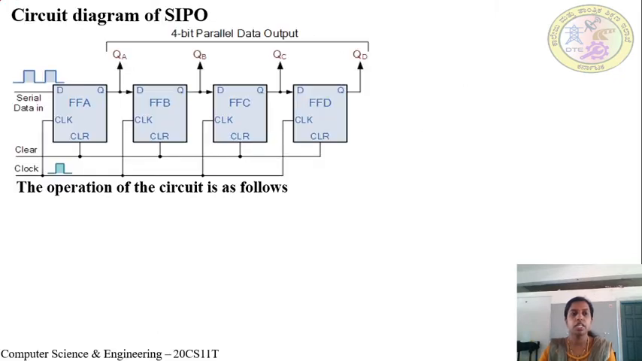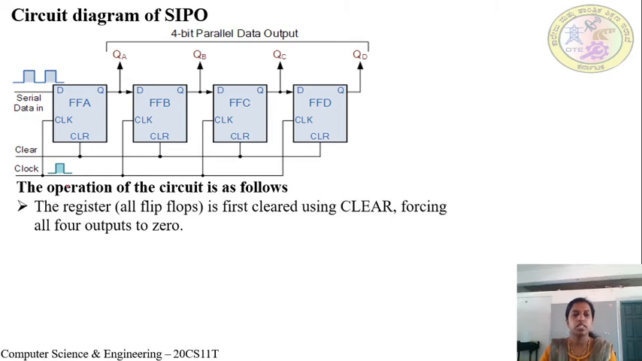Next we move on to the circuit diagram of SIPO. We consider a group of 4 flip-flops, each having a corresponding input and output, and the output of the first flip-flop is connected to the input of the next flip-flop. The outputs of the flip-flops are QA, QB, QC and QD, the input is given as D, and the clock is applied individually to all the flip-flops.